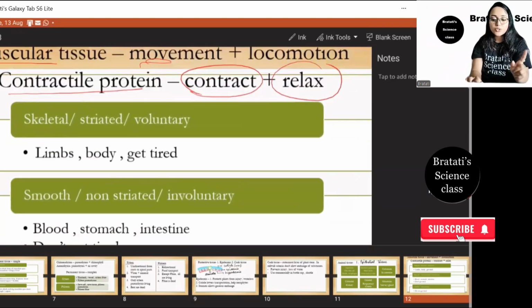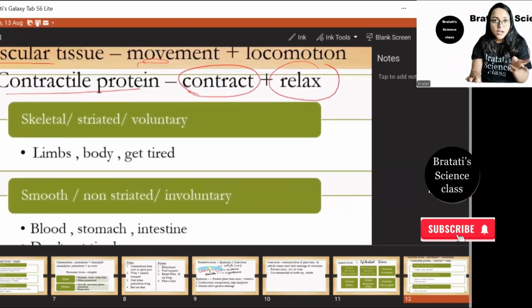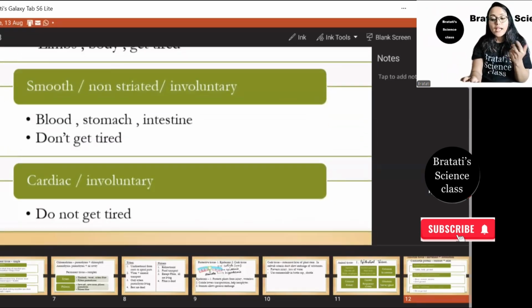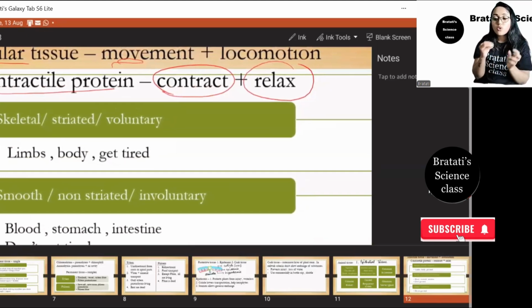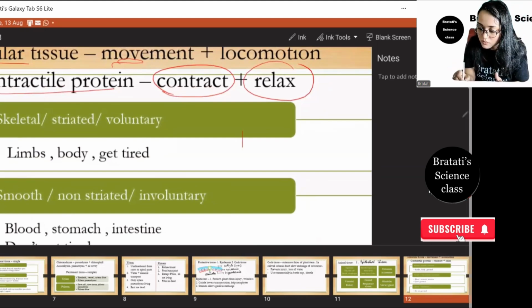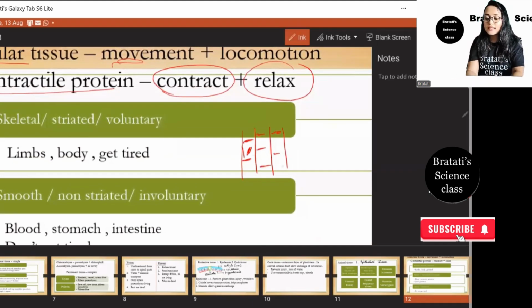Muscular tissues can be subdivided into striated tissues, non-striated tissues, and cardiac tissues. The striated tissues are also called skeletal tissues or voluntary tissues. Now, this is present in the limbs of our body, and it has bands. These are called striated because they have the bands, and these are the nucleus.